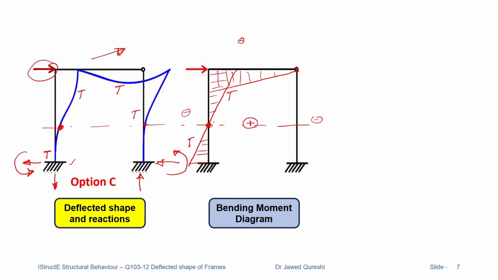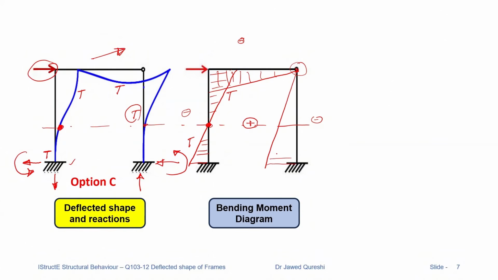What does it mean by point of contraflexure? A point of contraflexure is a point where moment is zero, or where the deflected shape is changing direction from one curvature type to another curvature. For the right column, tension is inwards, so I will draw, and at this point I don't have any moment.